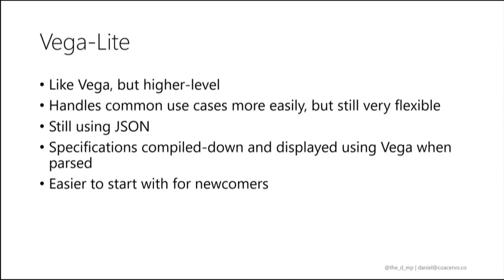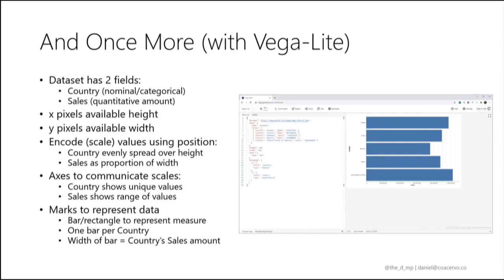So we've got Vega-Lite, Vega, D3. So it's abstracting a bit higher up. And it's much easier to start with for newcomers. And to be honest, I tend to use this more than Vega. And I've actually been able to achieve some quite incredible things with it. But let's revisit that.